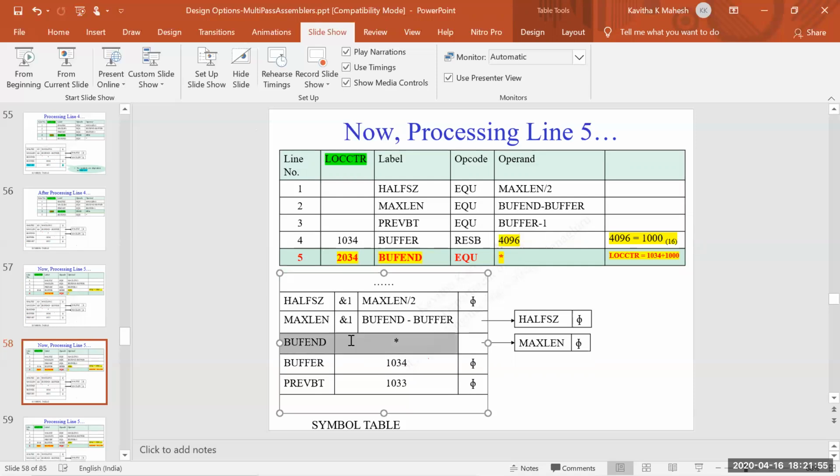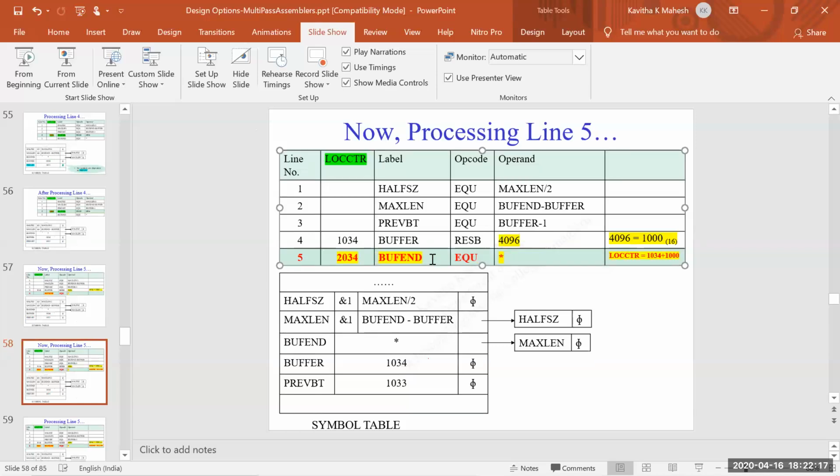However, please note BUFFET is already present in the symbol table. And what is the value? The value is flagged with star, indicating that the value is unknown, right? Now that the value for BUFFET is defined, the value for BUFFET is 2034. Why is it 2034? Because the statement here is BUFFET EQU *. It is given by the EQU statement.